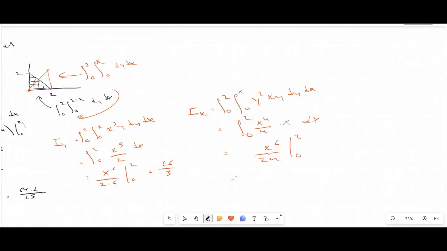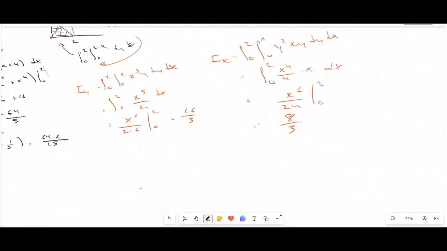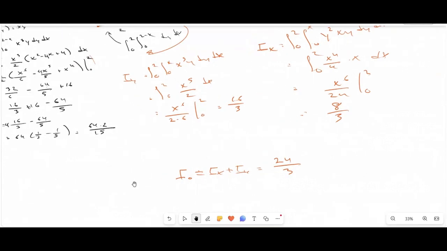So 3 powers. This is 8 thirds. And then just one more. If you just add these guys together, you get that moment about the origin, 24 thirds. I sub 0.